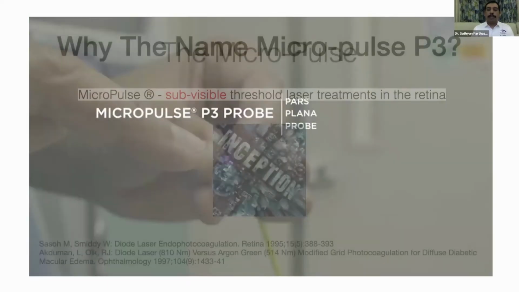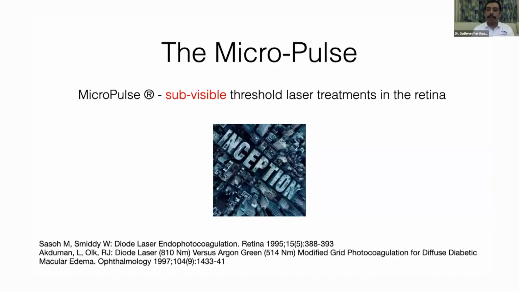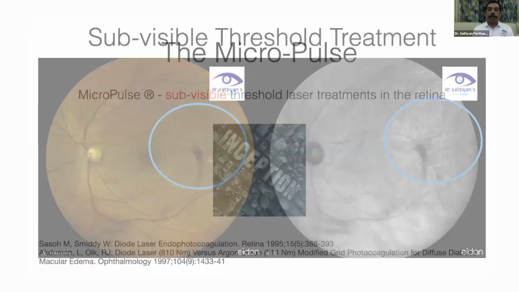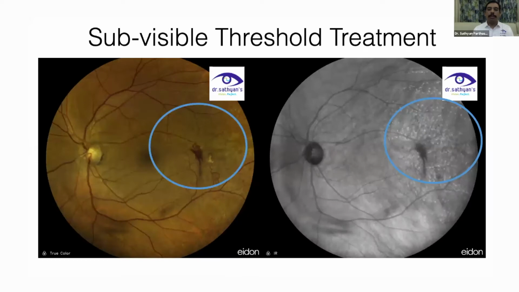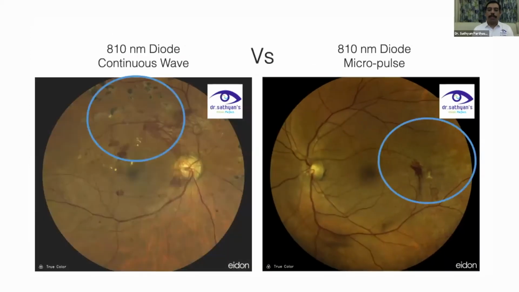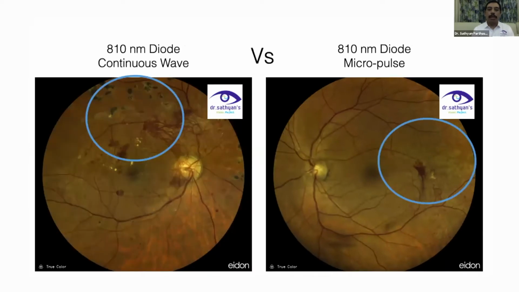The MicroPulse basically was introduced in the treatment of retinal vascular pathologies as the subvisible threshold laser treatment. Just look at this picture on your left. You can see that there is a retinal neovascularization and it has been lasered, but you cannot see any of the laser marks. That is the MicroPulse therapy. In contrast, you just see the continuous wave, how much of the scar it is causing. On your right is the MicroPulse. So those are the contrasting pictures.